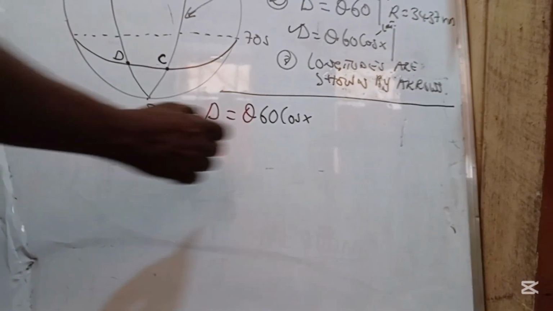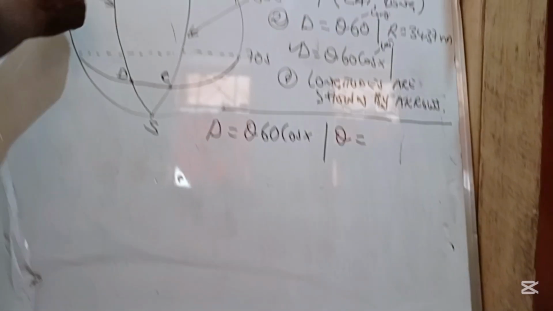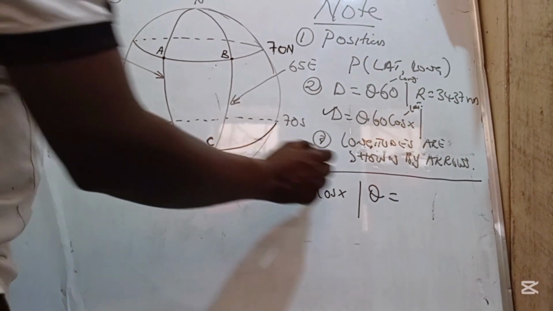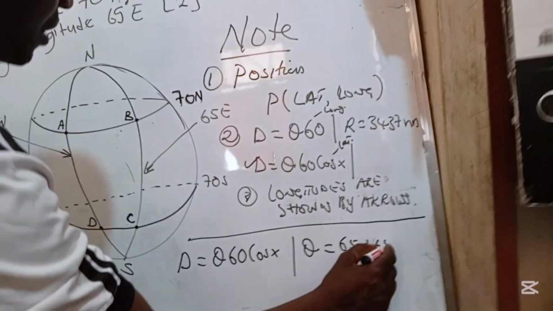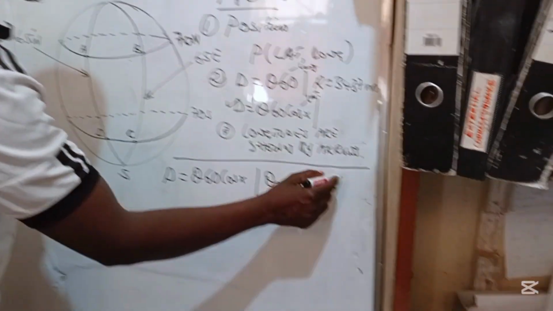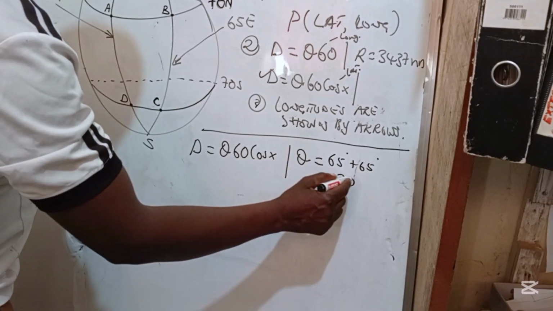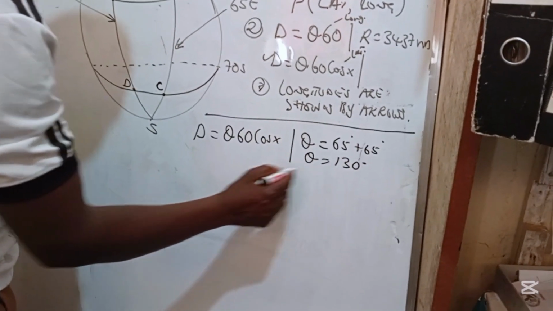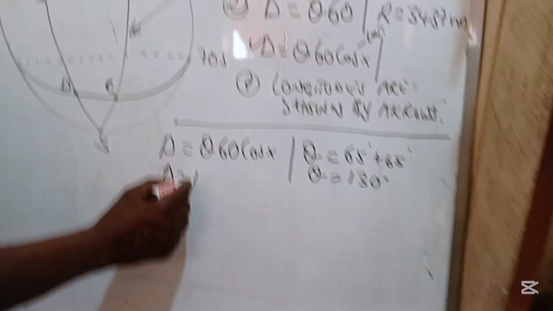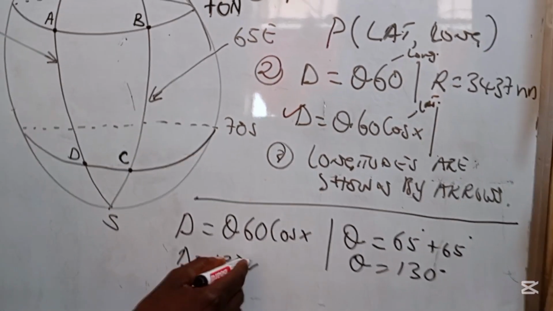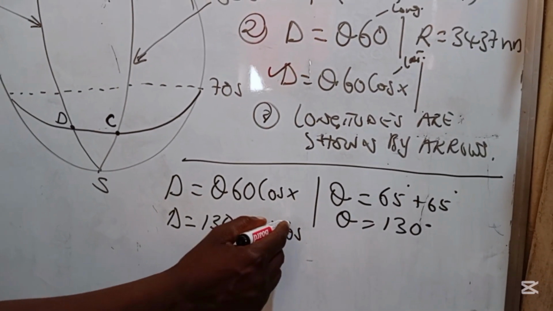So I have to establish what my theta is. A is found on this side, and B is found on this side, so it is the same as 65 plus 65, because one is found in the west and the other is in the east. When you do the correct thing, you are going to get 130 degrees. And this is my theta. You slot it here. You say, okay, distance is equal to 130 multiplied by 60 multiplied by cos.